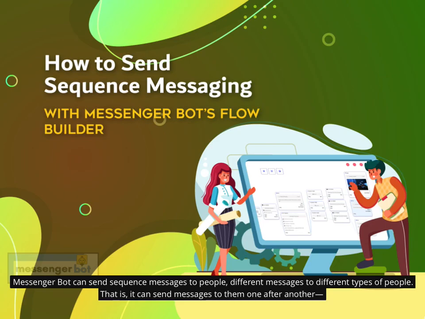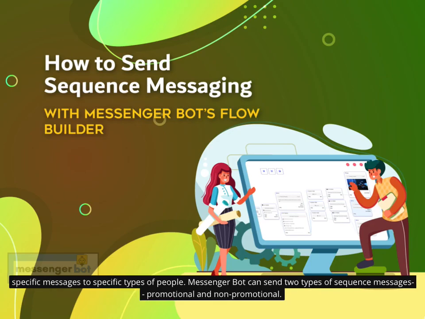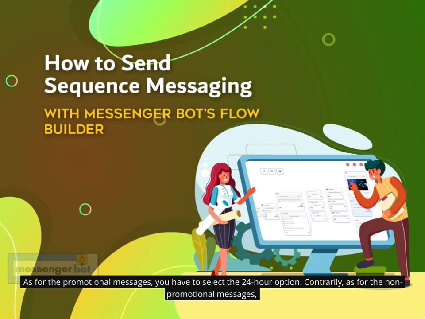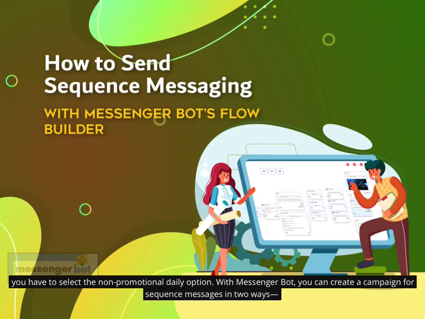MessengerBot can send sequence messages to people, different messages to different types of people. That is, it can send messages to them one after another. Specific messages to specific types of people. MessengerBot can send two types of sequence messages, promotional and non-promotional. As for the promotional messages, you have to select the 24-hour option. Contrarily, as for the non-promotional messages, you have to select the non-promotional daily option.